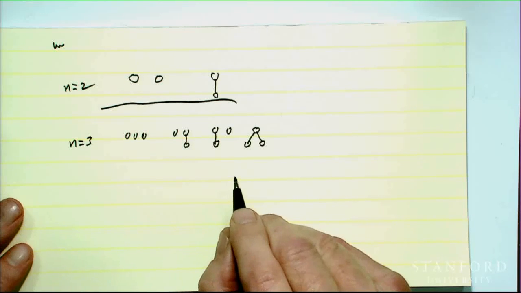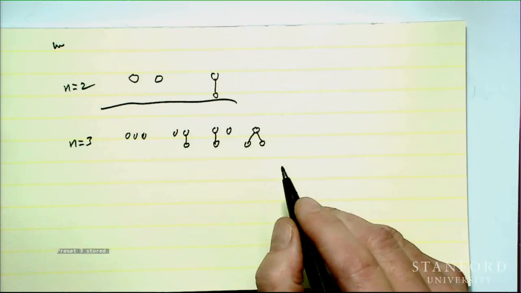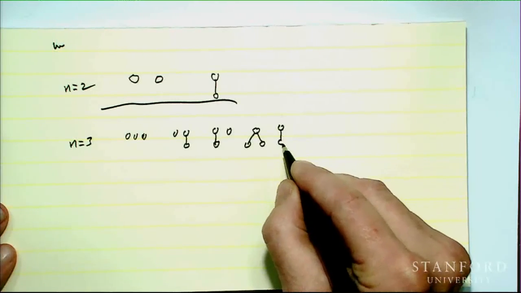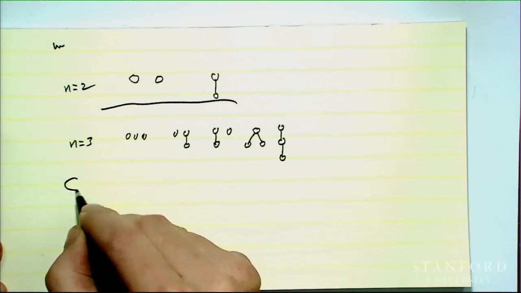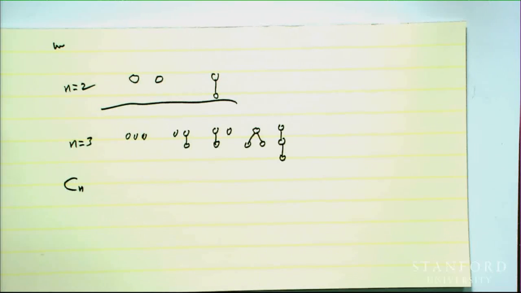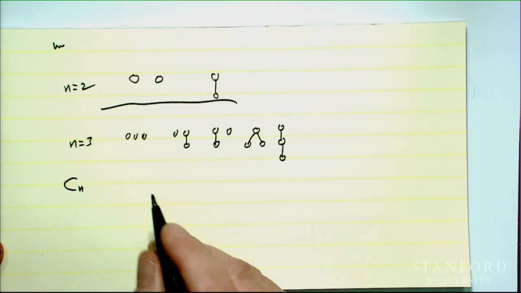Anybody think of another one? Sequential? Yeah, this going all the way down. Okay, so there's 5 then. So the number of forests with n nodes is called the Catalan number. It's very famous. It occurs in lots of places.